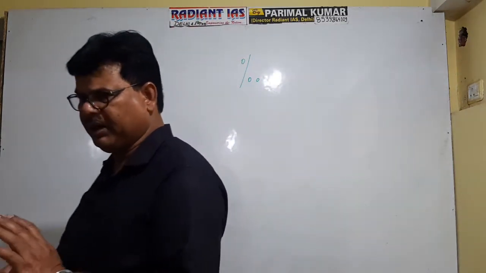Now the question is why there are three types of water. One is fresh water, second is saline water, and third is brackish water. In fresh water the salt content is very low. In saline water there is a high content of salt, and brackish water contains a moderate amount of salt.